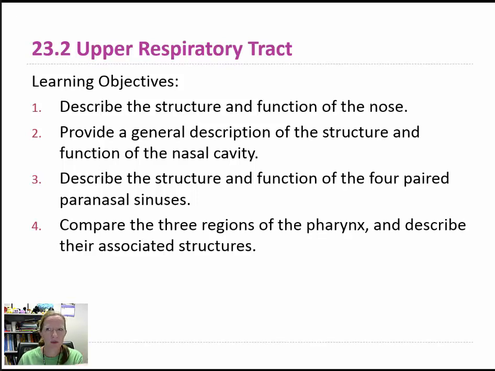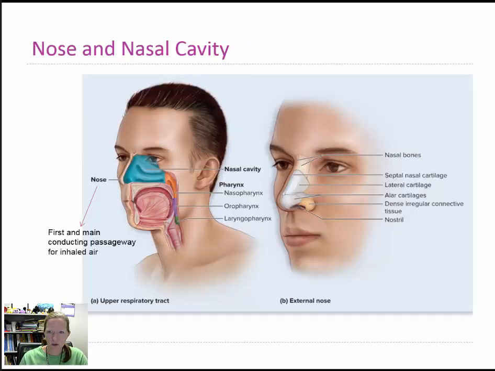We're going to be taking a look at the nose, the nasal cavity, the pharynx, and also the paranasal sinuses as well. So let's start off by looking at the nose and the nasal cavity. Here it is right here. So there's the nose. This is the first and main conducting passageway for inhaled air. We're going to talk about how it's really important to make sure that we breathe in through our nose. We can breathe in through our mouth, but we're going to be missing a key process, something that needs to happen in the nasal cavity.